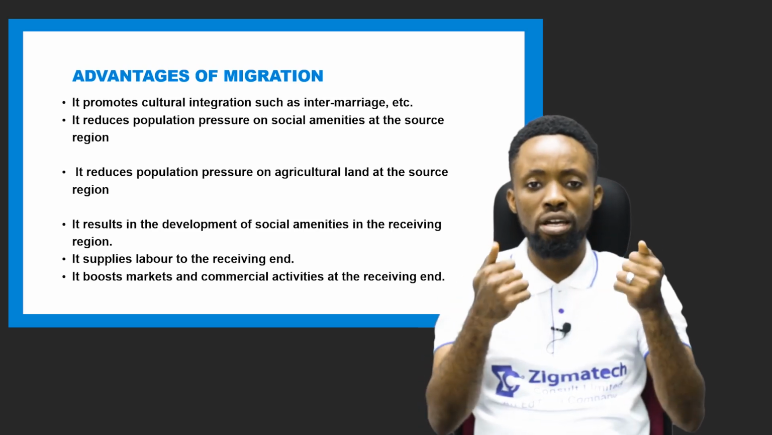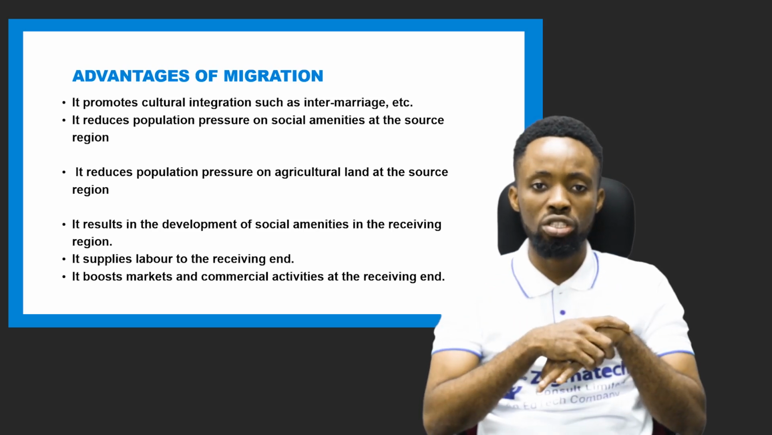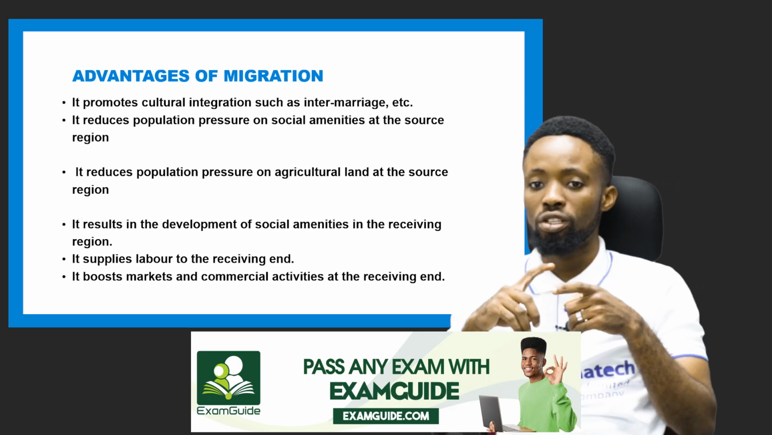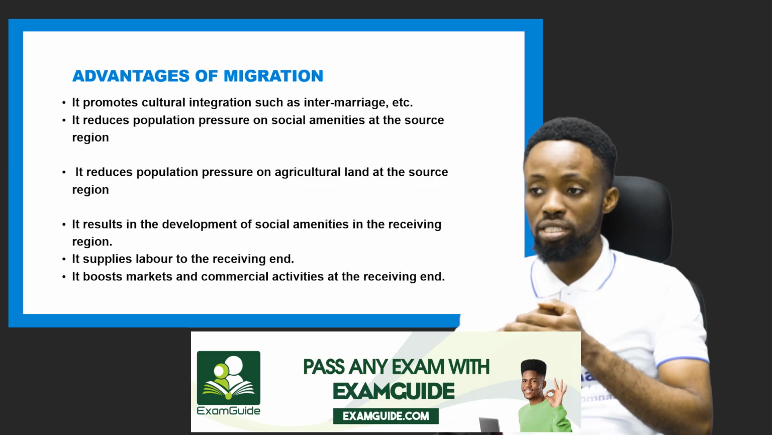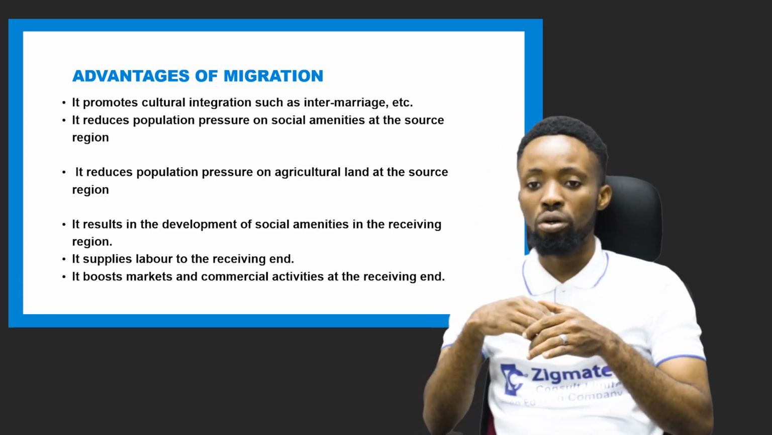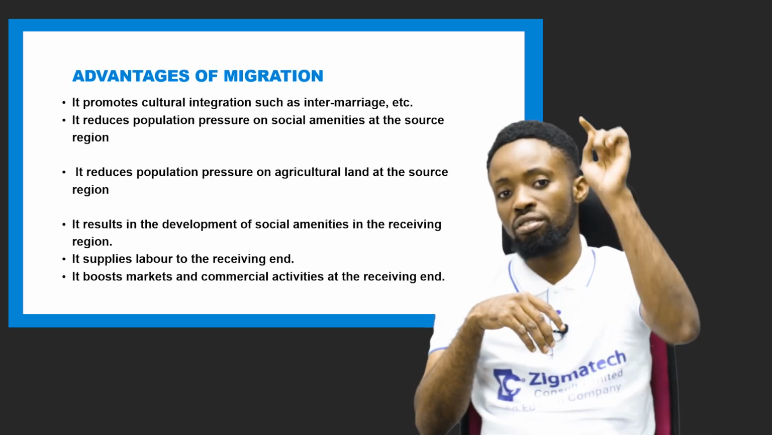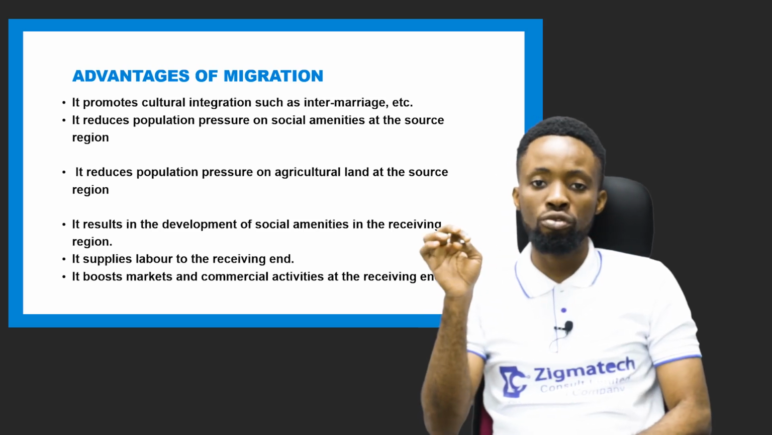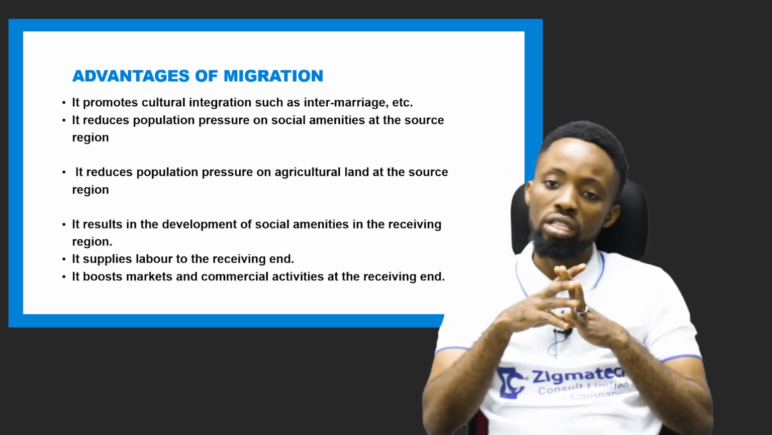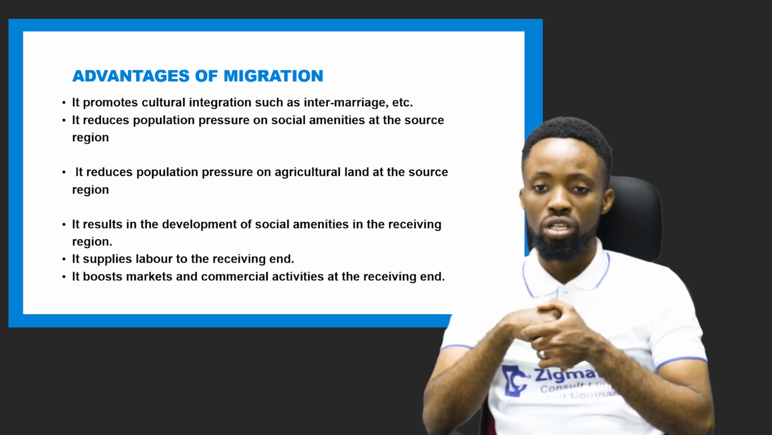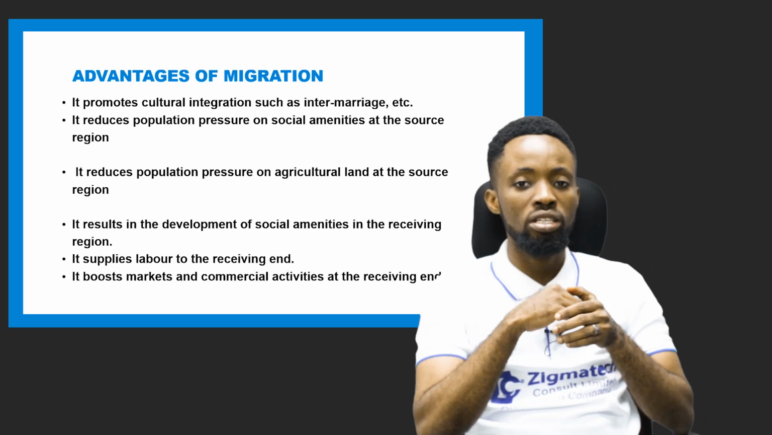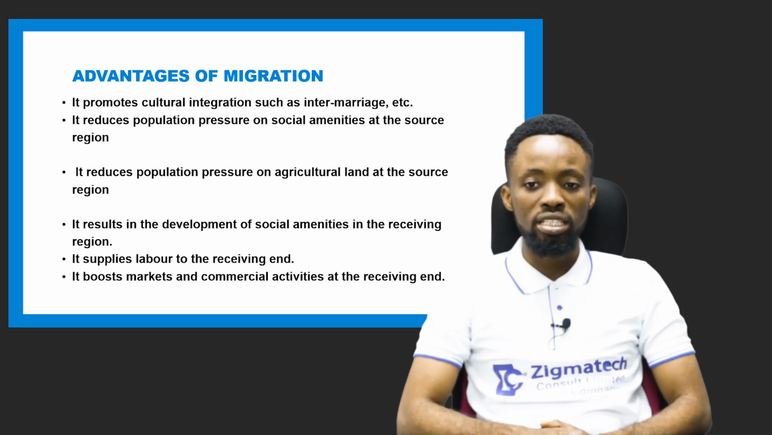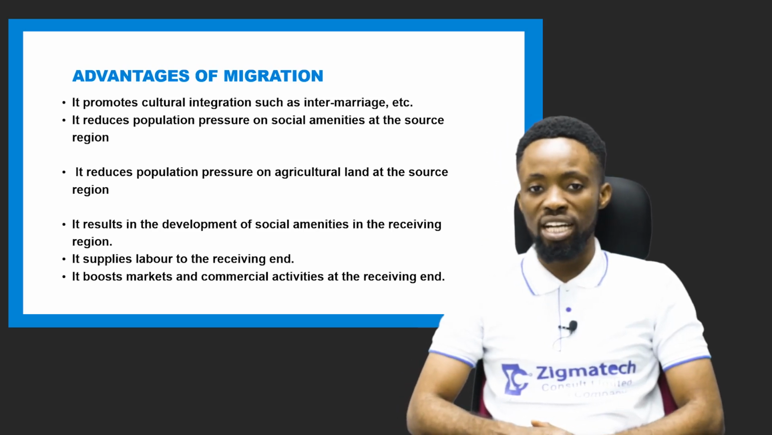So the source region will have less population pressure on its resources, and it will also reduce population pressure on agricultural land. There will be more land for planting and more land for rearing animals. It also causes development of social amenities in the receiving region. When people move, they come with their ideas, concepts, and resources, and they help to increase the social amenities in the destination region. It also supplies labor to the receiving end, so the labor force of the destination region will increase. And it helps to boost market and commercial activities at the receiving end.